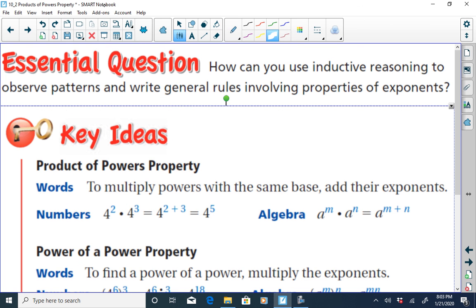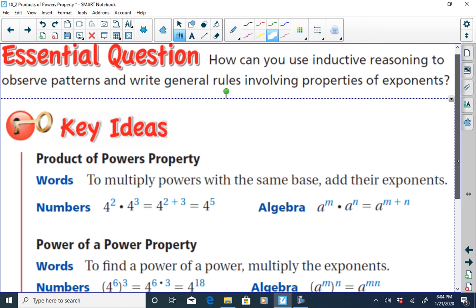Okay, our lesson today, we want to be able to use rules to work with exponents. All right. There are three general rules that we're going to be working with today.